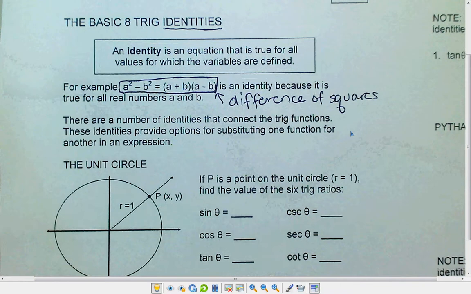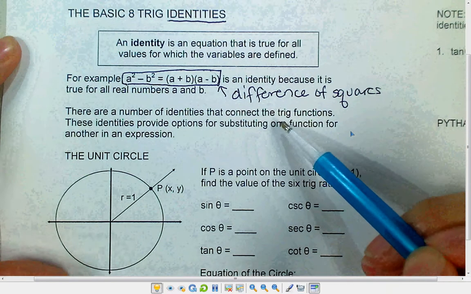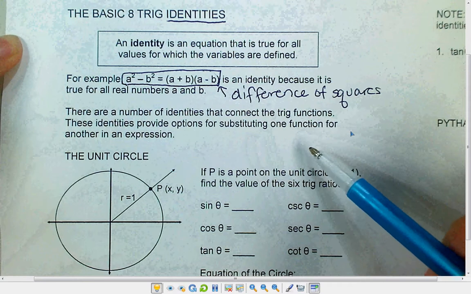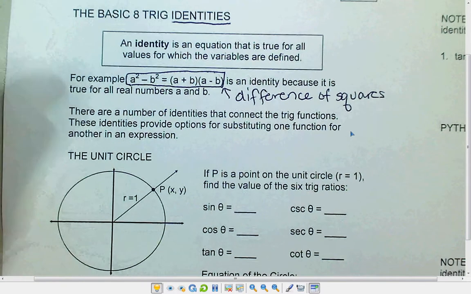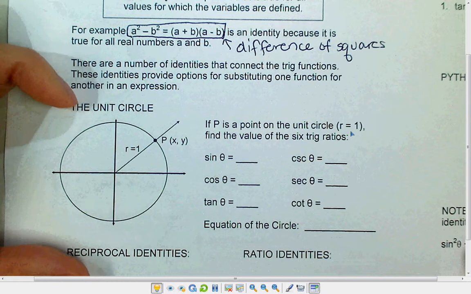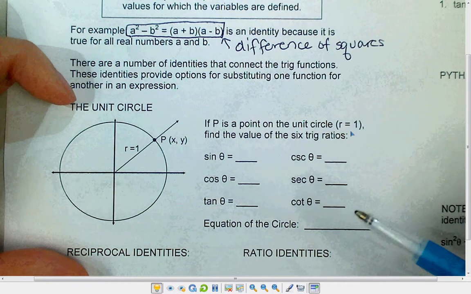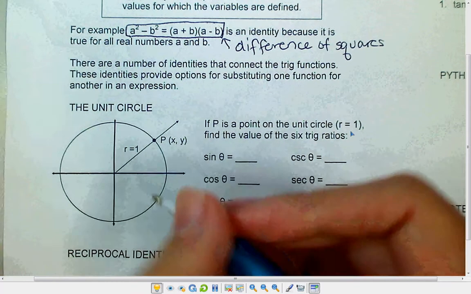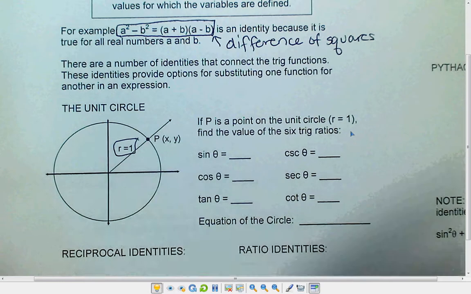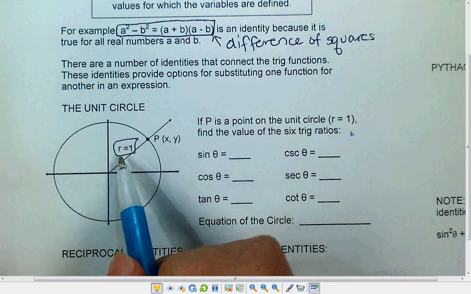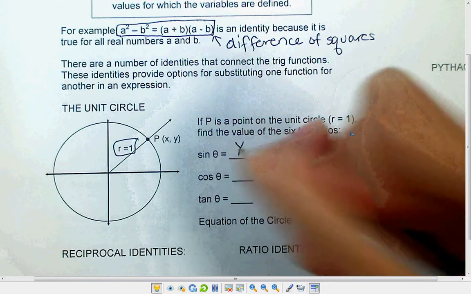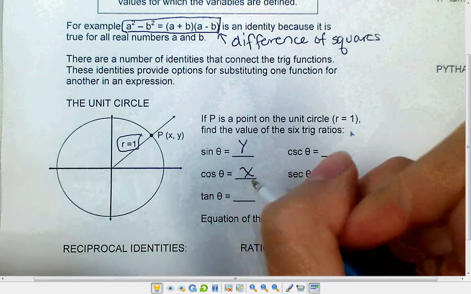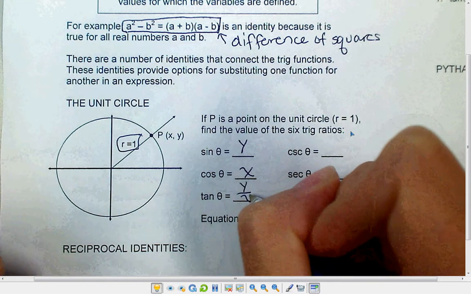And so today we're going to be learning a bunch of trig identities that we can use as substitutes to be able to simplify an expression. So let's really quickly just review our 6 trig functions. On the unit circle, our radius is always 1, so we're just going to put in 1 for r. So if r is 1, our sine is just y, cosine is just x, and tangent is still y over x.